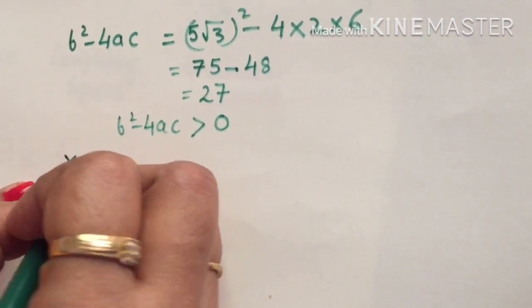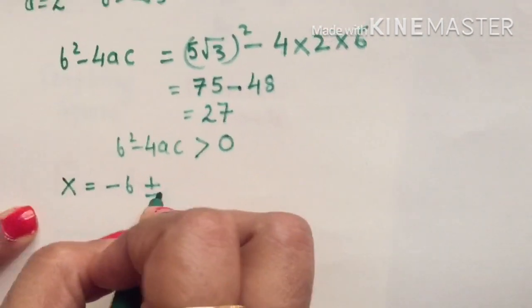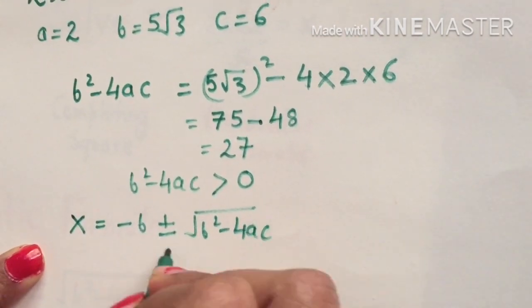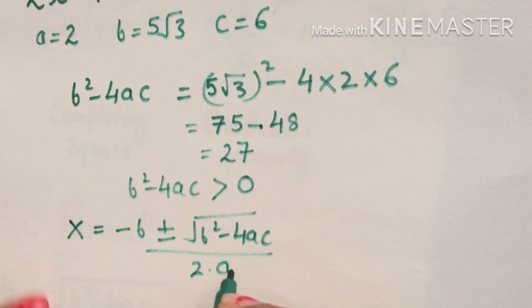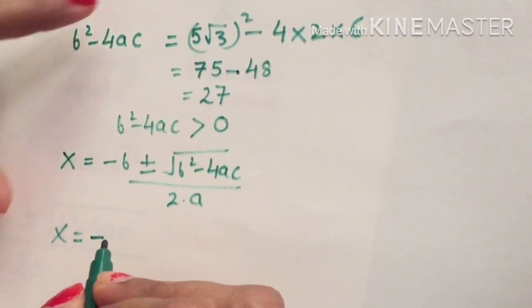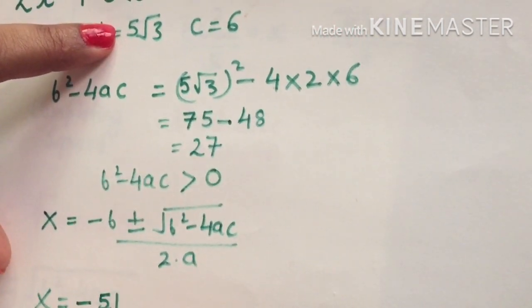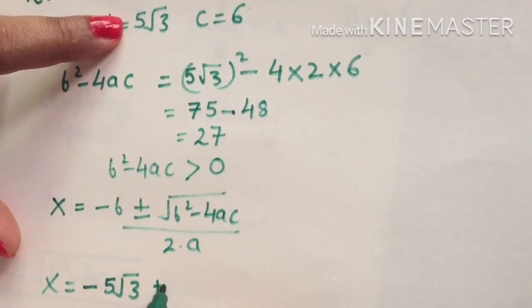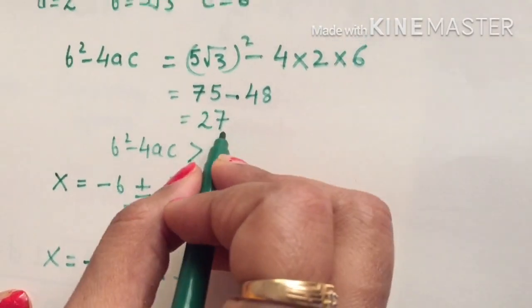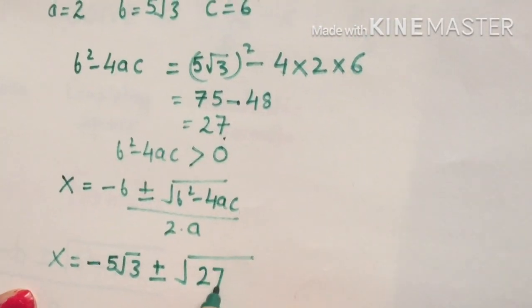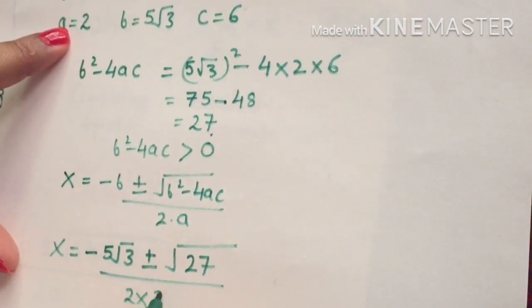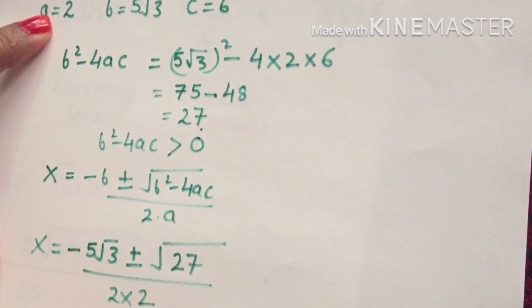Now what is the formula? Formula is minus b plus minus under root of b square minus 4ac upon 2 into a. Quickly we'll substitute for that. Minus b, so minus, what is b? 5 root 3 plus minus under root of b square minus 4ac. This value already we have taken out, so this is 27 divided by 2 into, what is the value of a? It is 2.